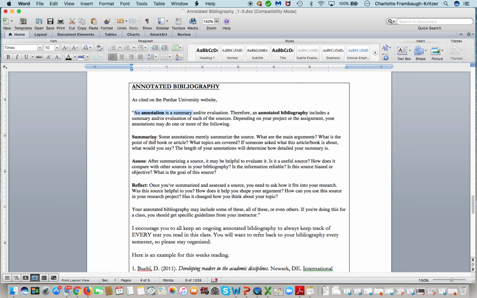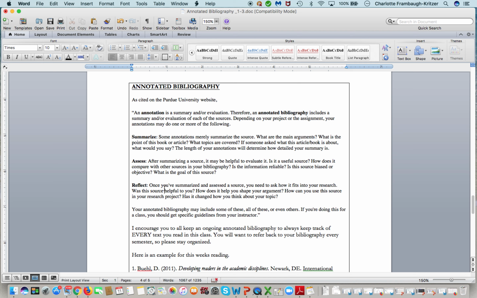And essentially, an annotation requires this kind of thinking work. You have to be able to summarize, assess the article, which means evaluate, and do some kind of reflection work. And that really are the key hallmarks to an annotation. And you do that briefly. It doesn't have to be pages and pages and pages.